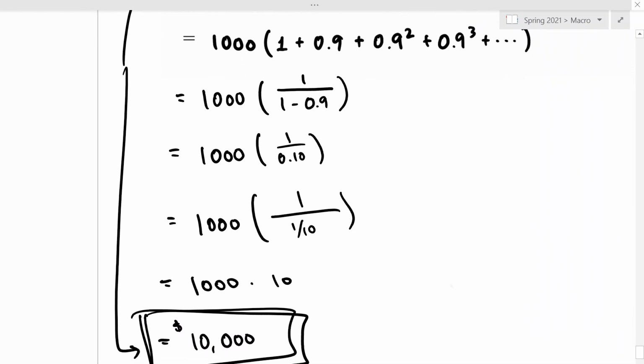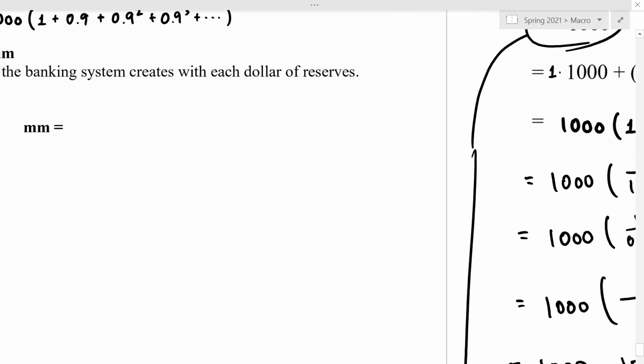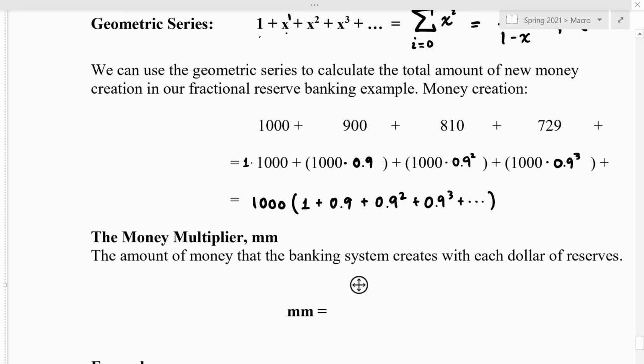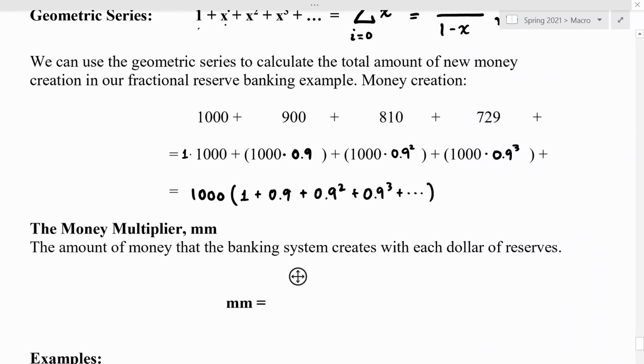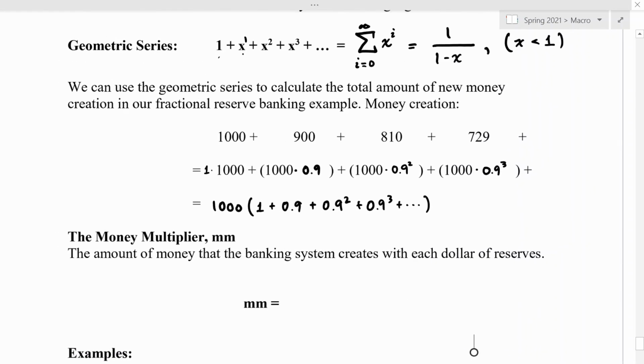Now, we did this a long way. Fortunately, there's a much simpler calculation for this, and that is the money multiplier. So the money multiplier is the amount of money the banking system creates with each dollar of reserves, calculated as 1 over the reserve requirement, or the reserve ratio.